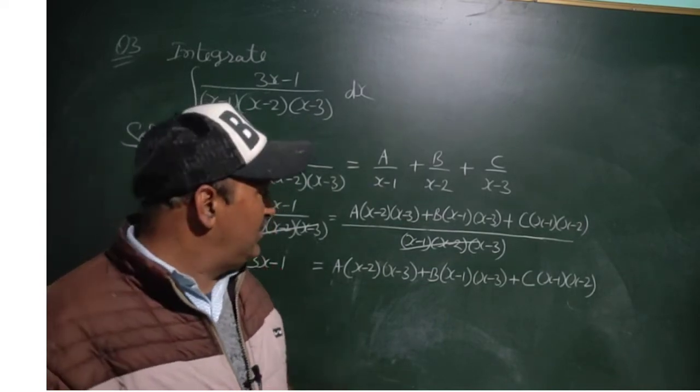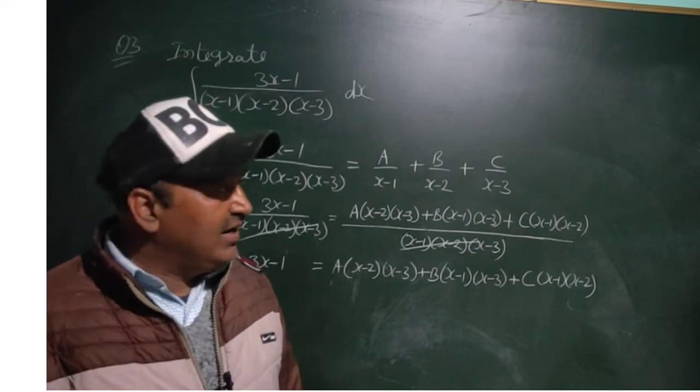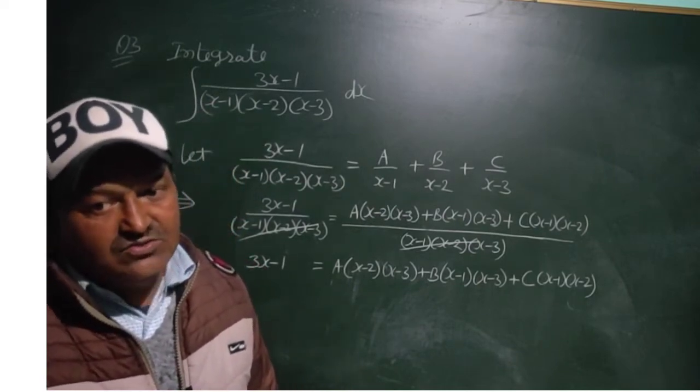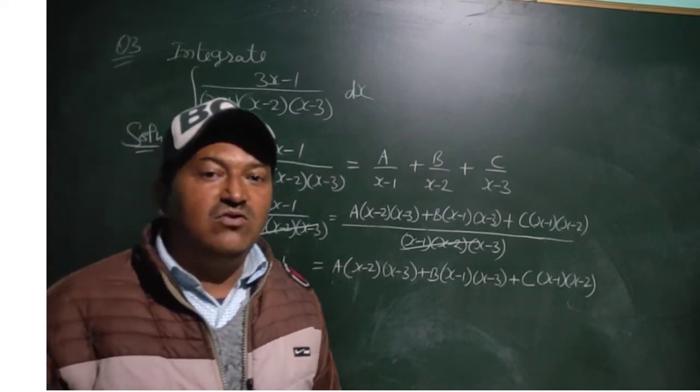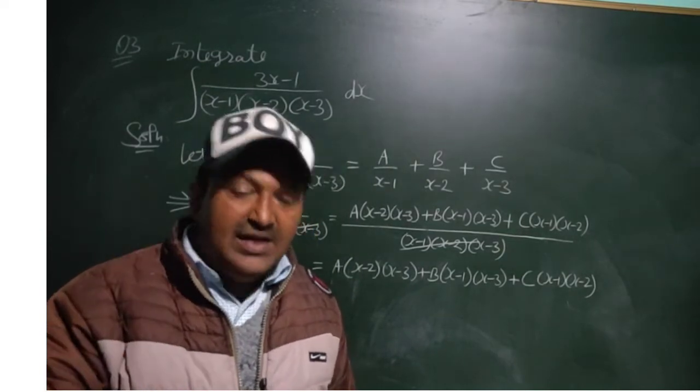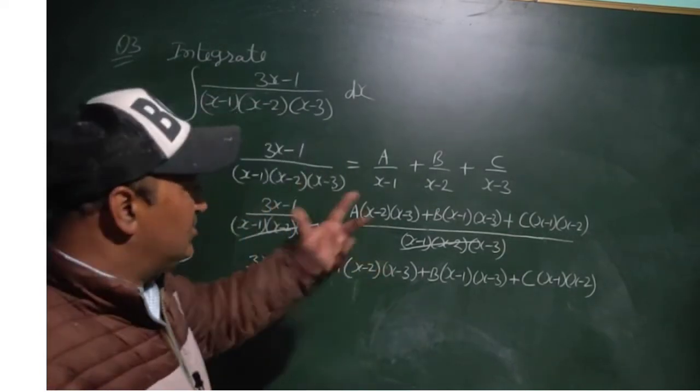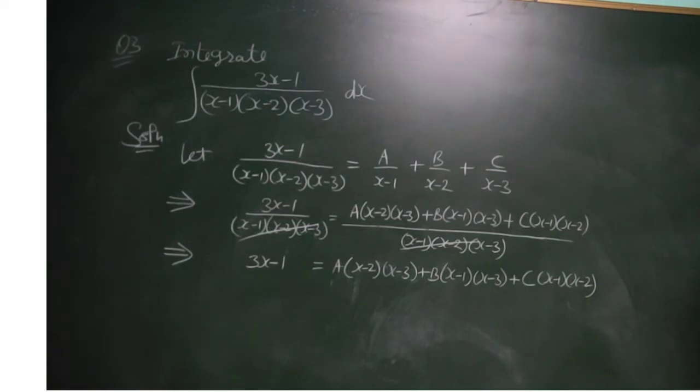Now let us put x is equal to 1, x is equal to 2 and x is equal to 3 in order to find the values of capital A, capital B and capital C of this question. Putting x is equal to 1.